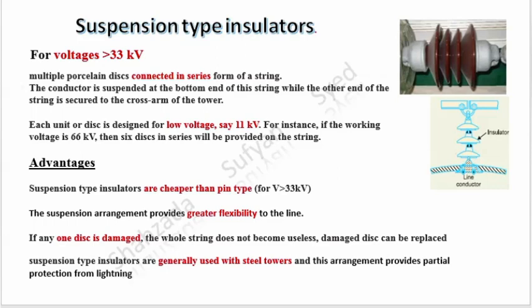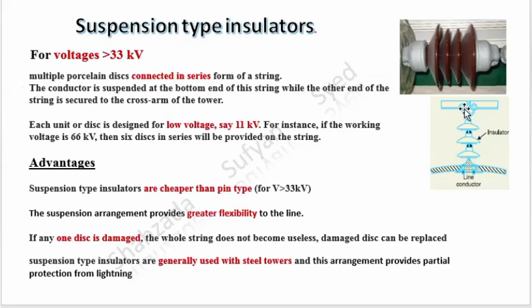In a suspension type insulator, we use multiple porcelain discs which are connected in series and they form a string. As you can see in this figure, we have 3 discs which are connected in series, and at the base of this insulator string we have a line conductor attached. The conductor is suspended at the bottom of the string while the other end is connected with the cross arm of the tower. Here you can see the top of the insulator string is connected with the cross arm.